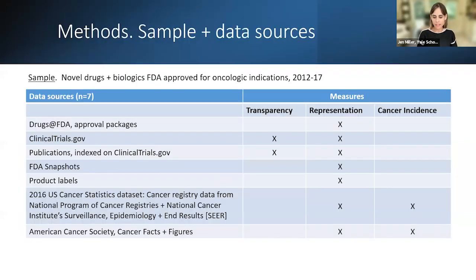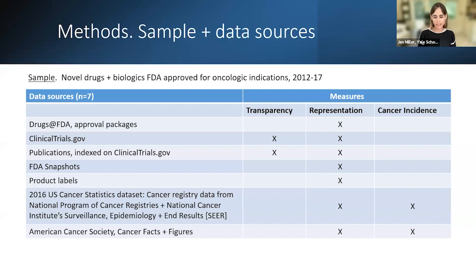So for transparency, we're looking at data in clinicaltrials.gov and publications. We want to see that clinicaltrials.gov results reporting or publications contain a demographic breakdown of trial participants. For representation, we then add a few more sample data sources, including FDA approval packages available on drugs at FDA snapshots, and product labels.